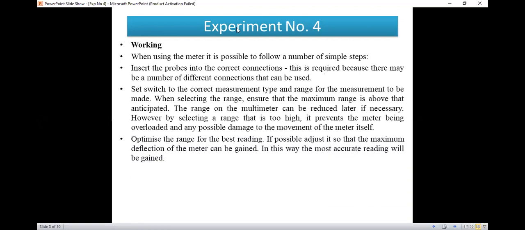Now optimize the range for the best reading. If possible, adjust it so that the maximum deflection of the meter can be gained.